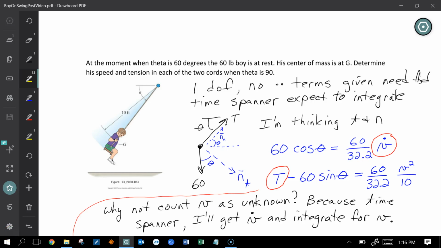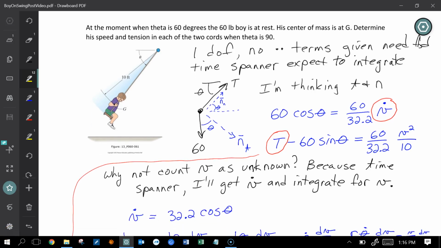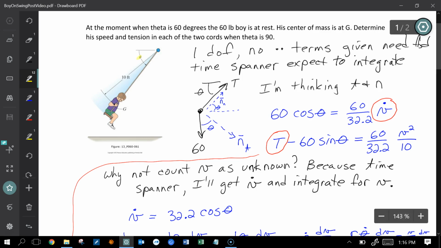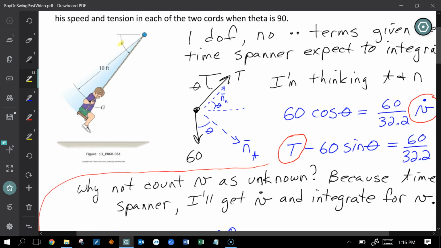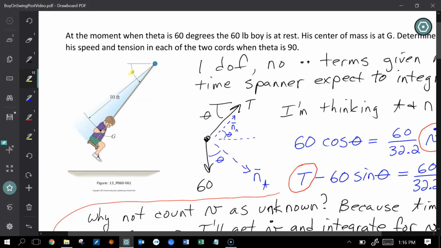Okay, here's a problem, boy on a swing. Basically what's happening is when the angle theta is 60 degrees, the boy is at rest. And the question is, what's the tension in the rope when it gets down, vertically down to the bottom? And what is the speed?